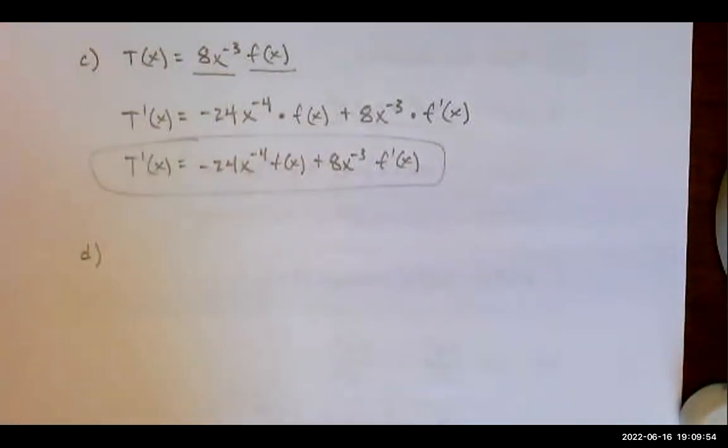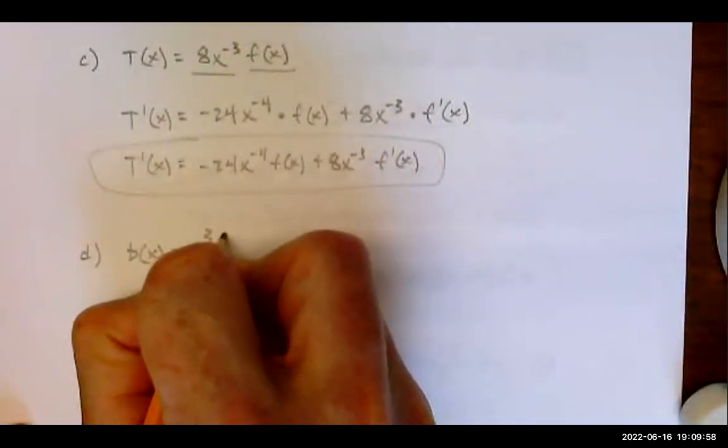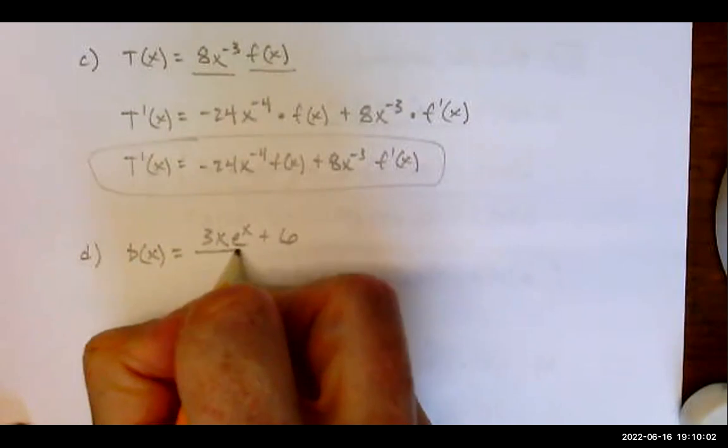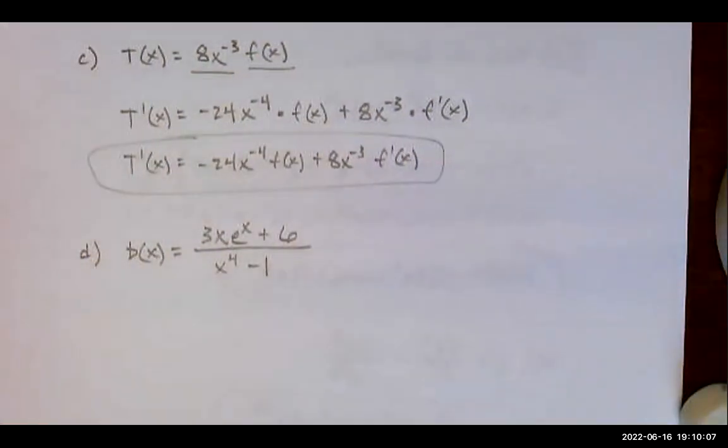We got one more. It's our big finale. B of x equals 3x e to the x plus 6 over x to the 4th minus 1. Okay, so we're going to approach this with a quotient rule.